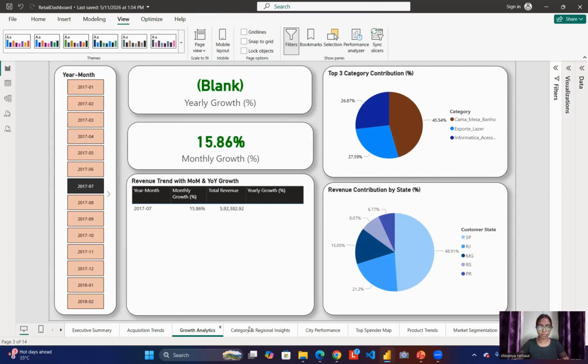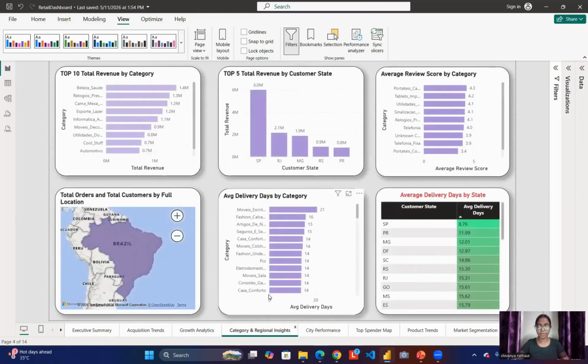Now we move on to the fourth page, which is category and regional insight. We get category and regional insight from this page. Here you can see the Beleza Saude category gives most of the revenue, approx 1.4 million. And from this chart, we can understand that Sao Paulo gives the highest revenue, approx 6.0 million.